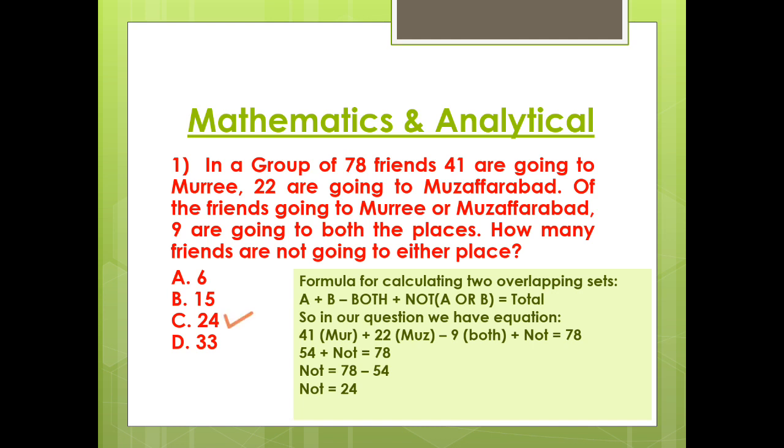Now keeping in mind that you have to find out the not ones, the ones who are not going to either place, just solve this equation and you are going to get 54 plus not is equal to 78. Simplifying it further, not is equal to 78 minus 54 and you get 24 very easily. Wherever you find any such kind of questions, use this formula and you will find it very helpful.